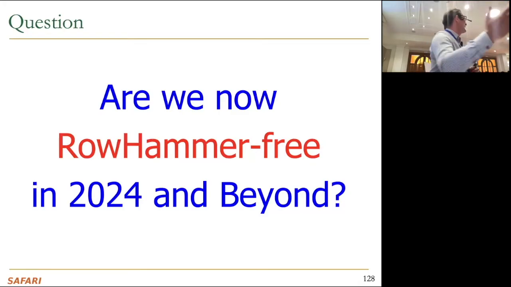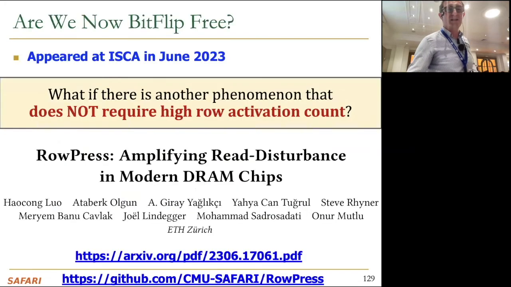No, but it's always good to ask the question: are we now RowHammer free in 2024 and beyond? I don't believe so. Maybe this question can be more generalized as, are we now bit flip free? And that's even worse, I think. So basically, it's always good to ask the question like this. In ISCA 2023, we published a paper that basically answered this question as no.